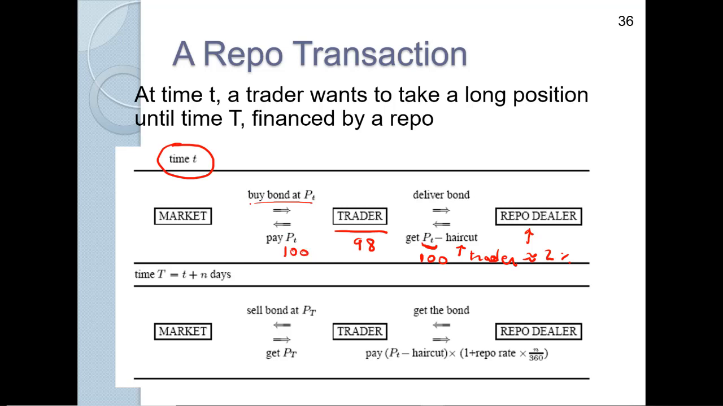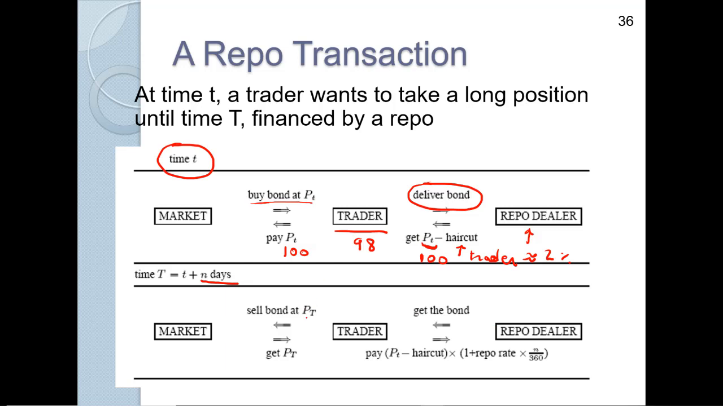So they're going to give me the bond. Now this bond doesn't really belong to me in the sense that I got this money lent by the repo dealer. So the repo dealer is going to ask for collateral, and basically I'm going to give the bond back to the repo dealer. So the repo dealer is going to hold the bond for me in case I default or something. And days later, this would be maturity, I have to unwind this transaction. So the repo dealer is going to give me back my bond.